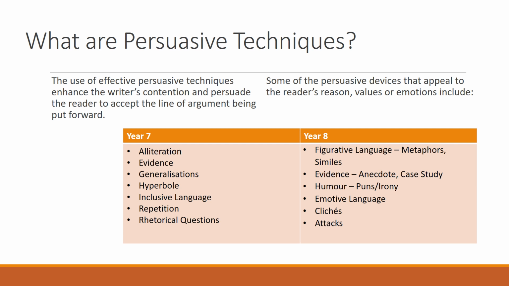What we'll be looking at in more detail are the persuasive techniques on the right. In year 8, we'll be looking at figurative language, so metaphors and similes, evidence such as anecdotes and case studies, humour such as puns or irony, emotive language, cliches, and attacks. You've probably got a bit of a handle on most of these already, but we're going to refresh the year 7 ones now, and then we're going to look at the year 8 persuasive techniques.